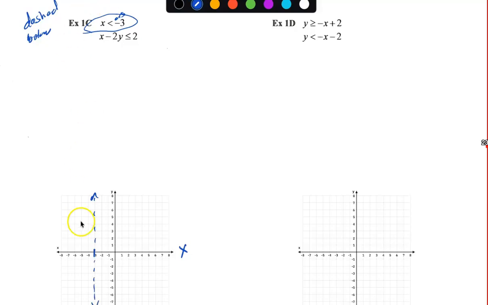So less than in this case, what numbers are less than -3? That'll be the left-hand side. So remember, it's up and down. Less than is to the left. So like right there.